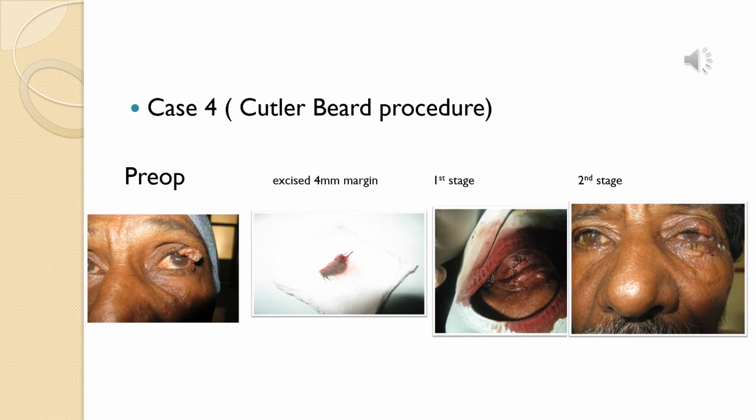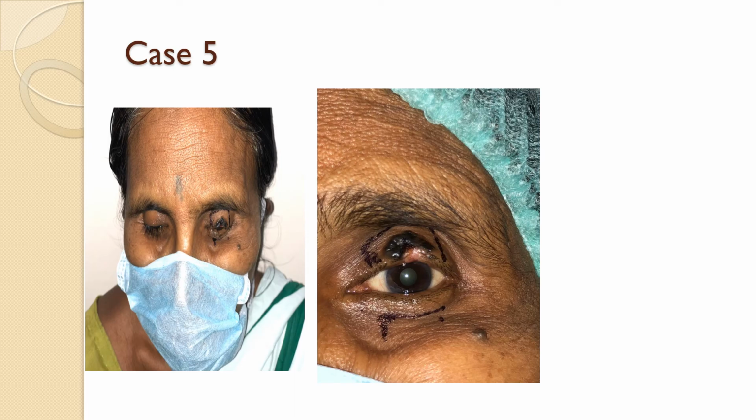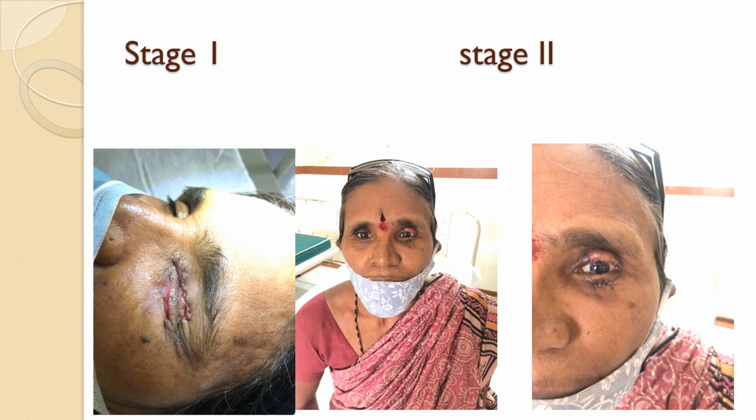A 50-year-old male patient with a nodular ulcerative mass on the left upper eyelid, excision and reconstruction done by the Cutler-Beard procedure with a 4 mm wide margin. This is the stage 1 Cutler-Beard. This is the stage 2 Cutler-Beard after 4 weeks. No recurrence was noted thereafter.